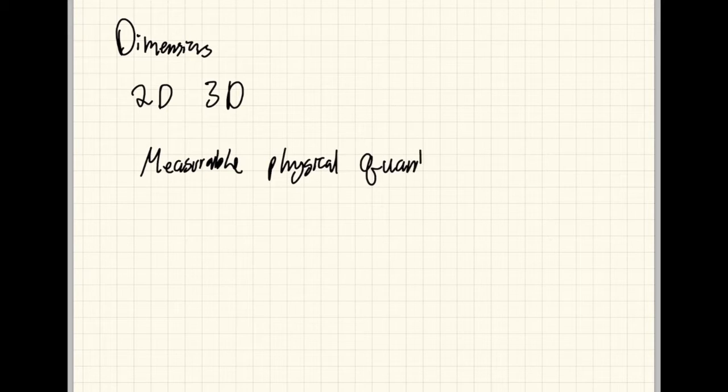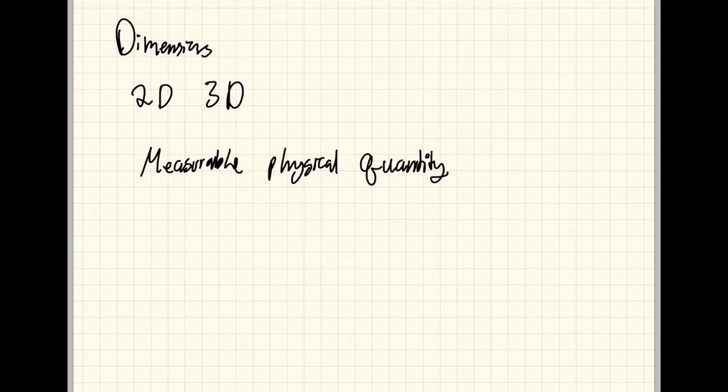A dimension is an expression for a measurable, physical quantity. If you can measure it, it has dimension. And no matter what you use to make or report that measurement, it will always have the same dimension.